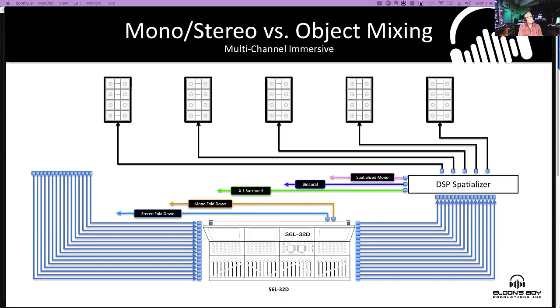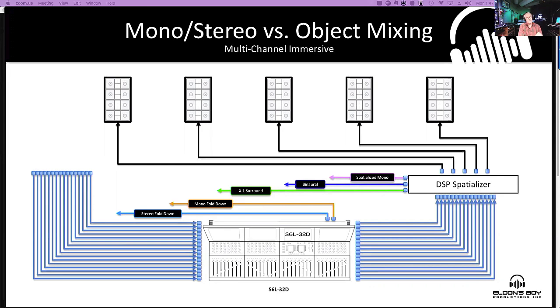If we want to fold down and still keep some spatialization, which I'm going to try to demonstrate to you today, we can do that in binaural. We can do a binaural simulation. We can also fold that down to any X.1 surround. But we want the spatializer to handle those duties.